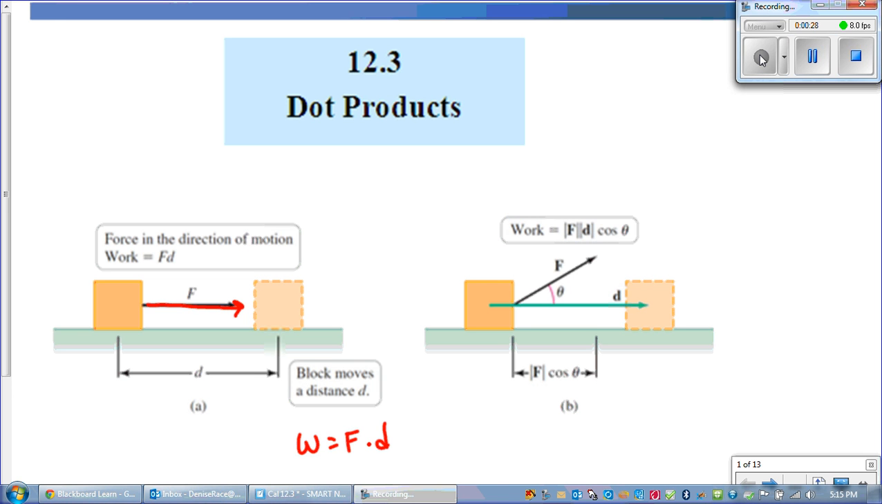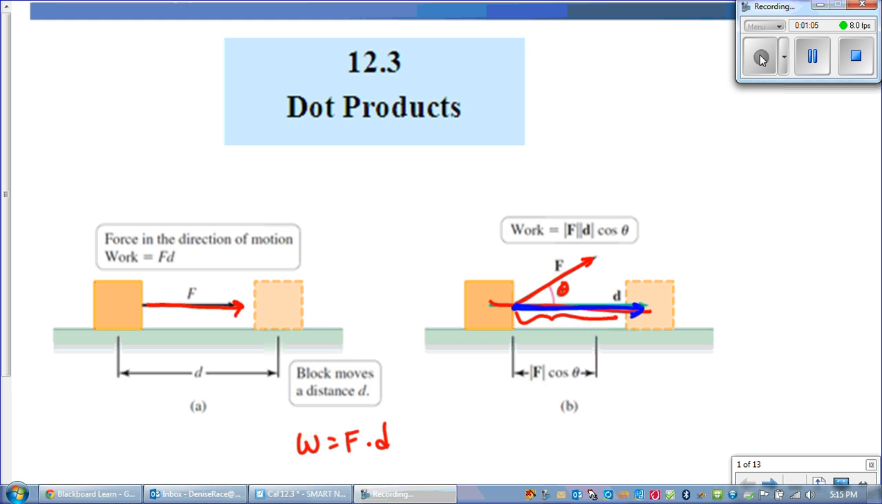Now, sometimes the force is not applied in the direction that the motion is actually occurring in. So if the force is actually applied in a direction that makes an angle with the direction of motion, let's call that angle theta, then to find the work, you would have to find the amount of the force that was actually applied in the direction of motion. So we would need to find the magnitude of the vector for the component of the force that goes in this direction, the direction of motion.